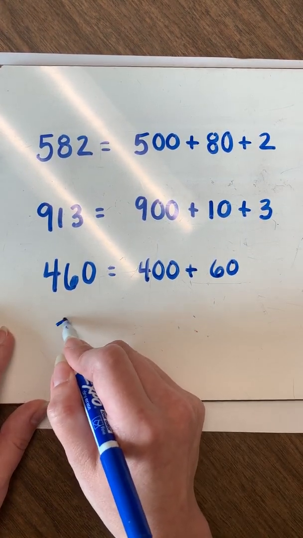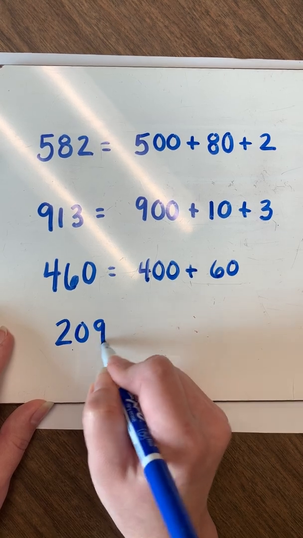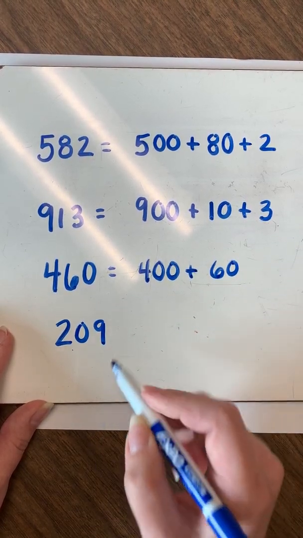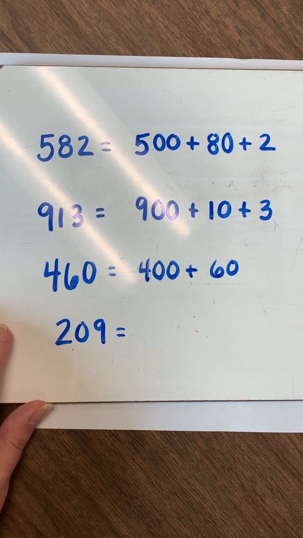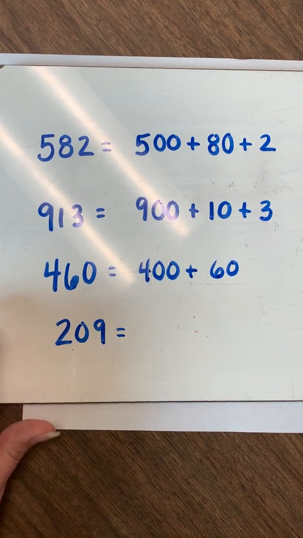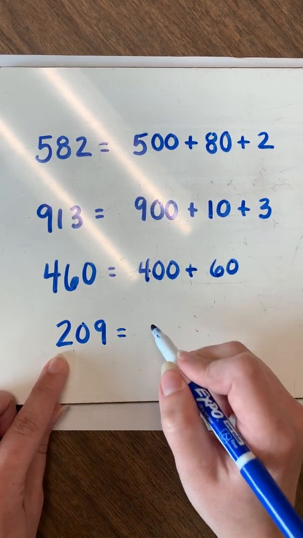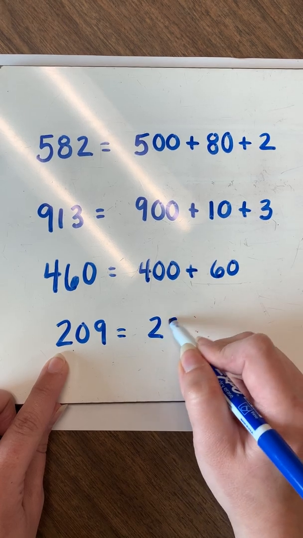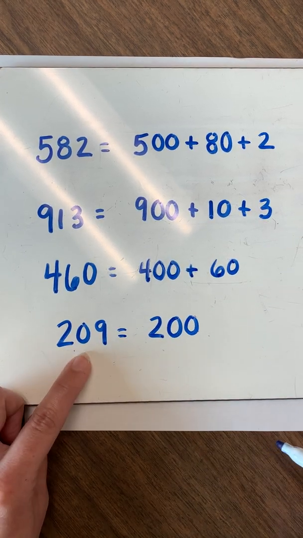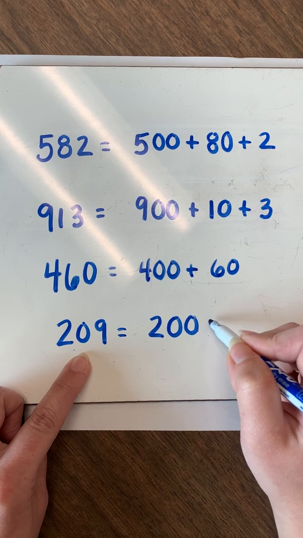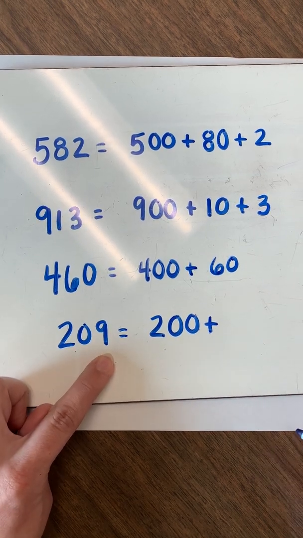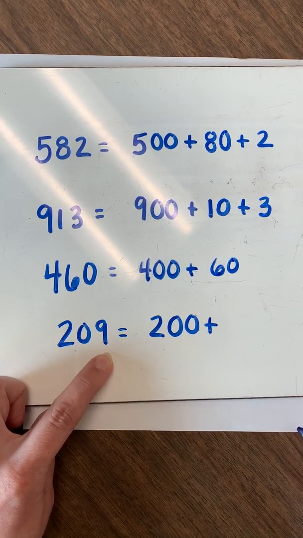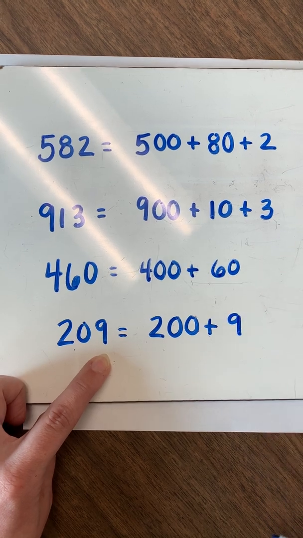How about 209? How do we write that in expanded form? 200, 0 tens. How many ones? 9.